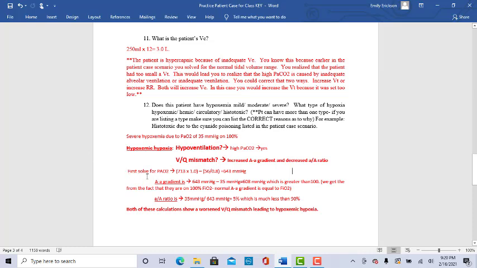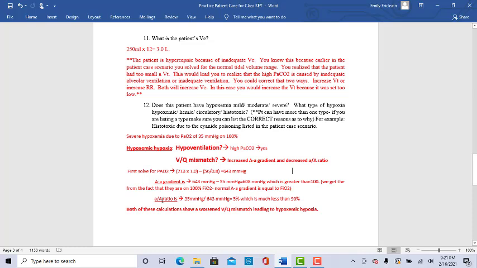So the first thing you'd have to do is solve for your PAO2. When I solve for that, I end up with 643 millimeters of mercury. So your AA gradient is going to be 643 minus 35. The 35 is coming from that blood gas, that was your PaO2. And you end up with an AA gradient of 608. That is far greater than 100. So this is telling us that, yes, we have a worsening VQ mismatch.